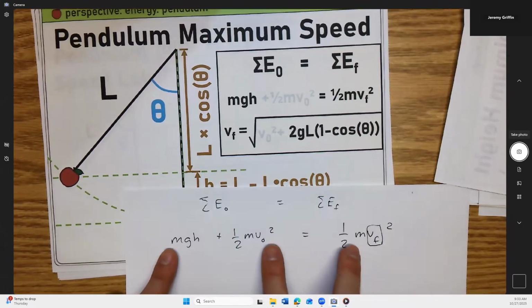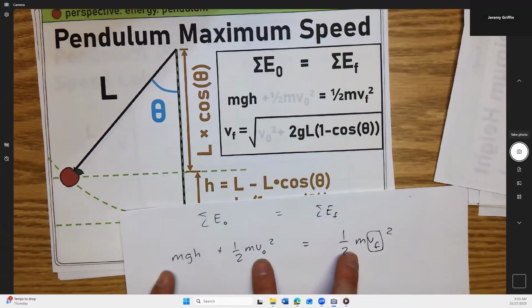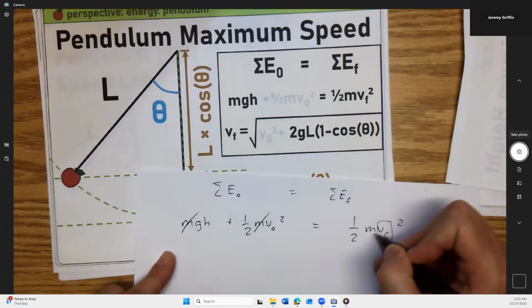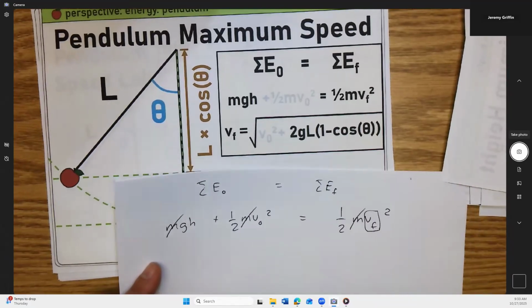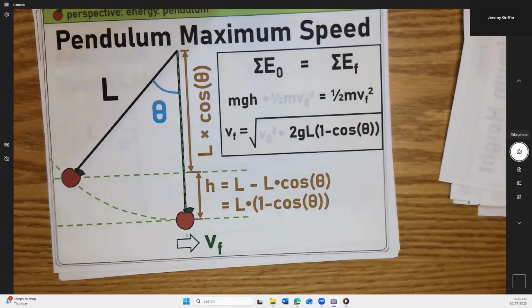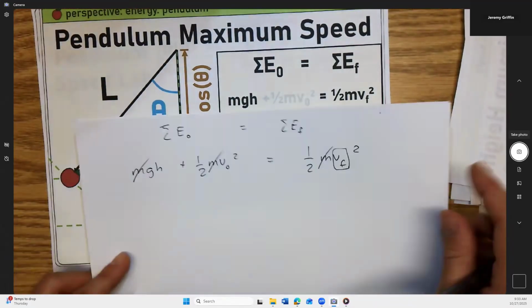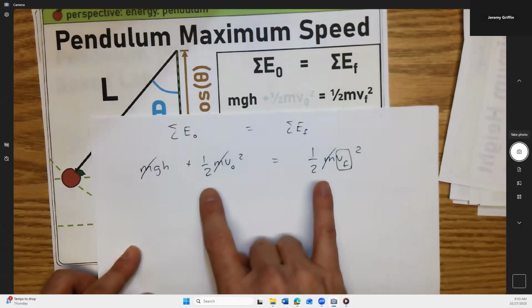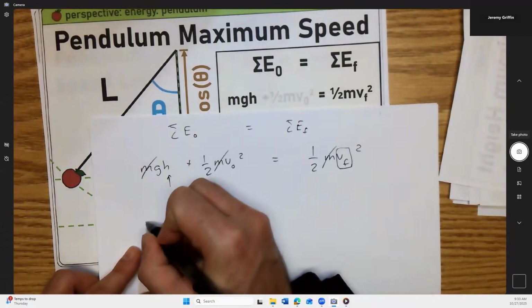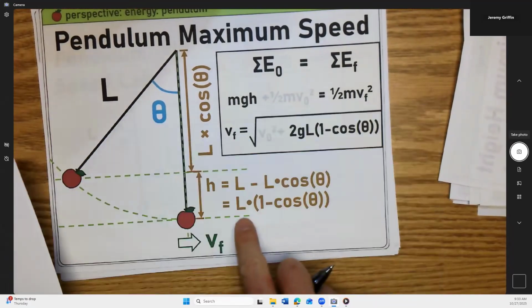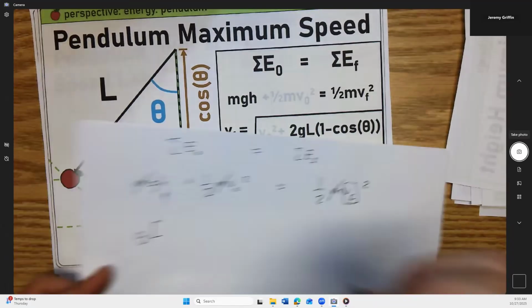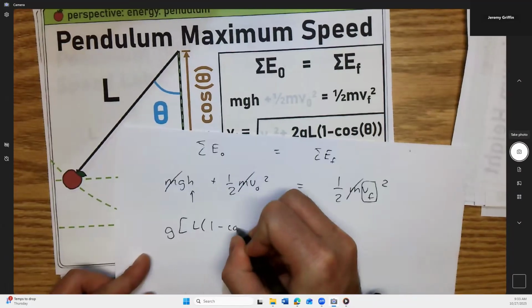Does the mass cancel out? Yeah, because all three terms have the mass. So it doesn't matter what the mass is. The answer for the speed at the bottom is the same regardless. I'm going to substitute for this h this expression right here: L(1 minus cosine theta). So g L (1 minus cosine theta).